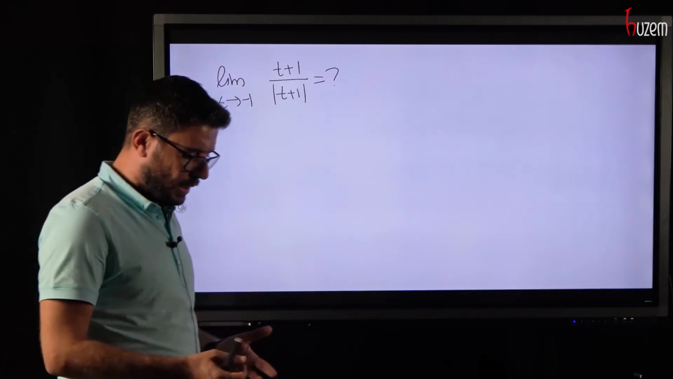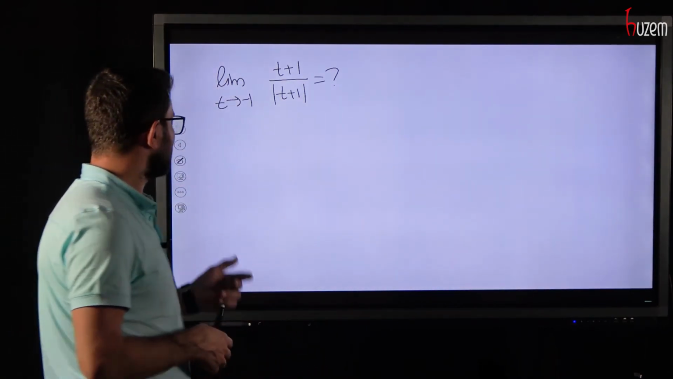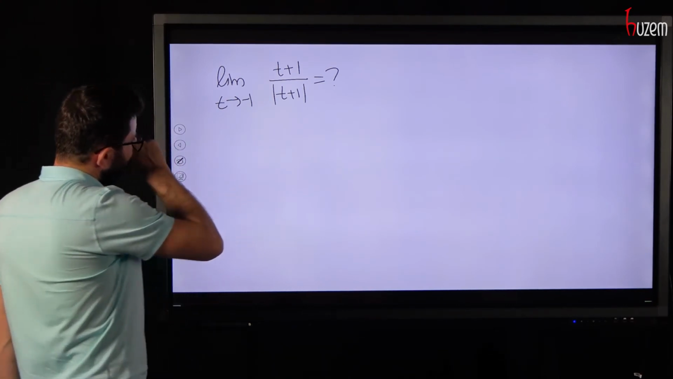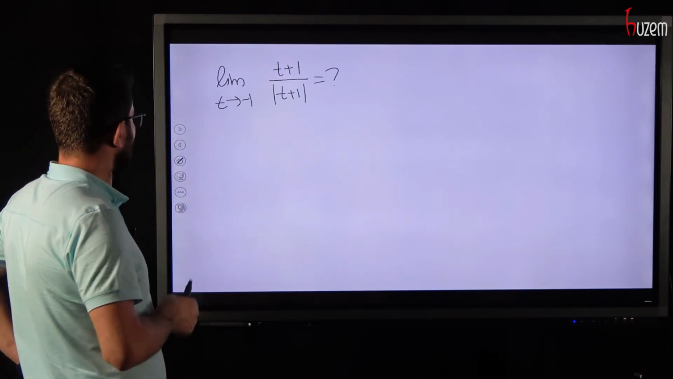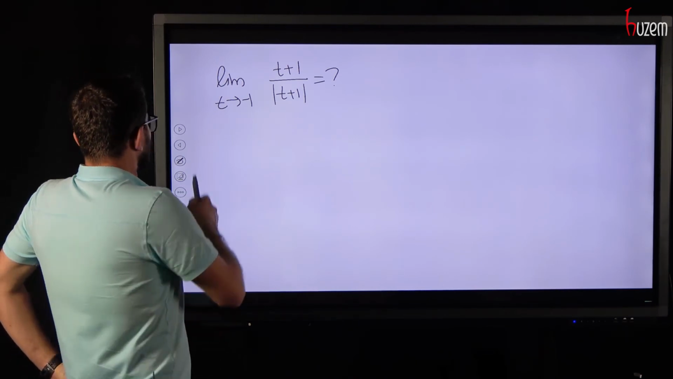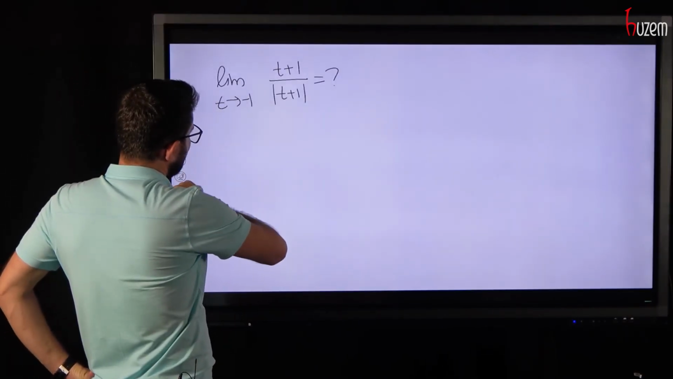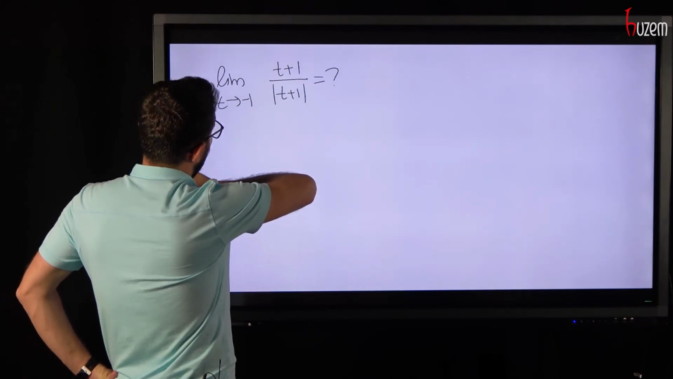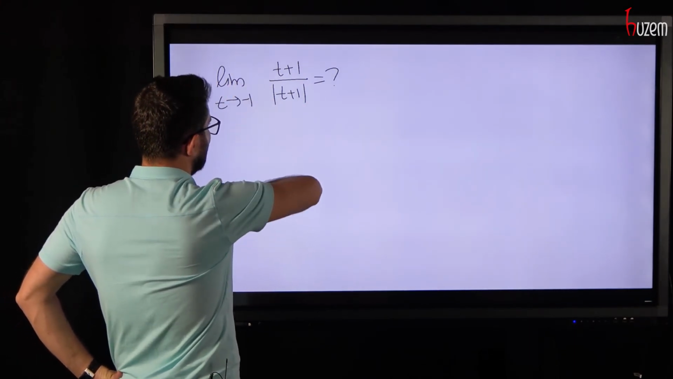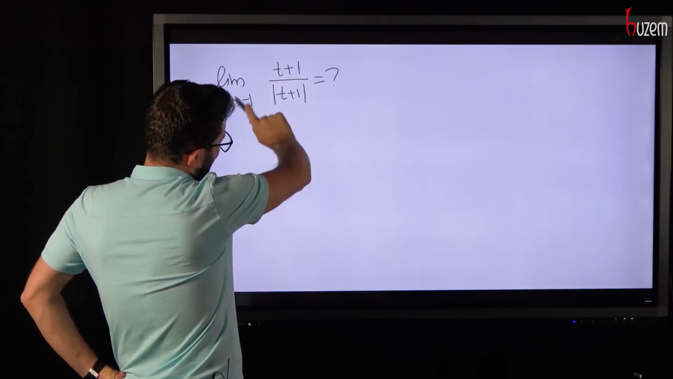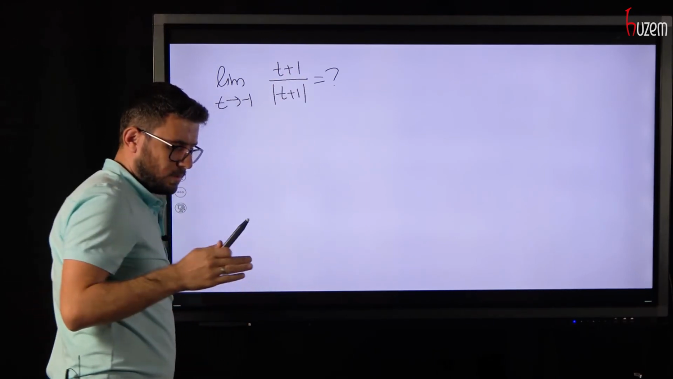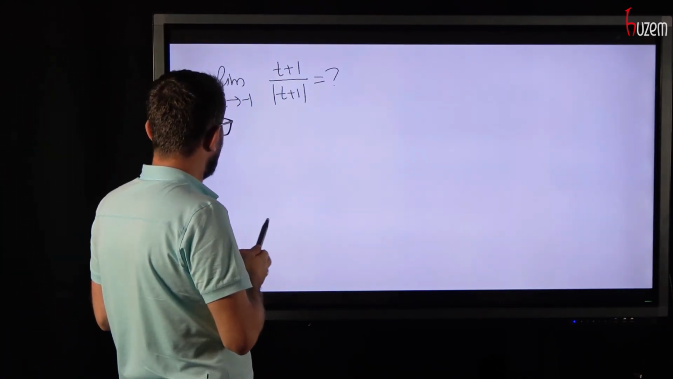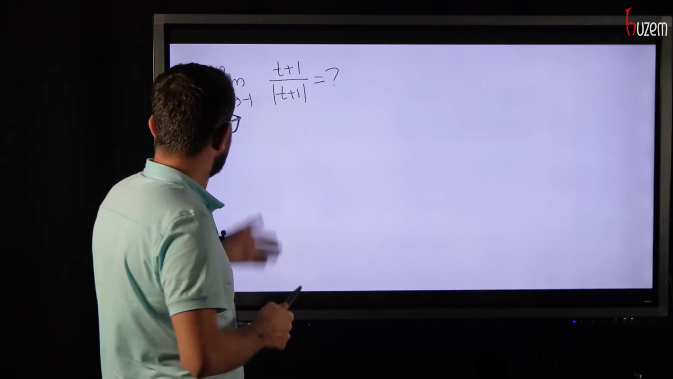Next, we have something quite different than the other first two problems. For this limit, we need to be a little bit careful and see what's really happening. As t approaches negative 1, we have t plus 1 divided by the absolute value of t plus 1. If we substitute negative 1 on the top and bottom, we will see this is 0 divided by 0. It's similar in this regard, but it will differ in the way we treat the problem.